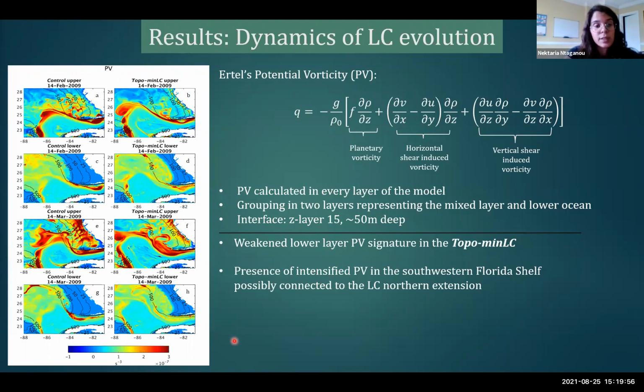So the differences in potential vorticity at the region of the southwestern Florida shelf and Florida Straits indicate that there is weakened interaction between the current and the shelf slope in the modified topography experiment compared to the control, and imply that the presence of intensified vorticity in the southwestern Florida shelf is possibly connected to the loop current northern extension.